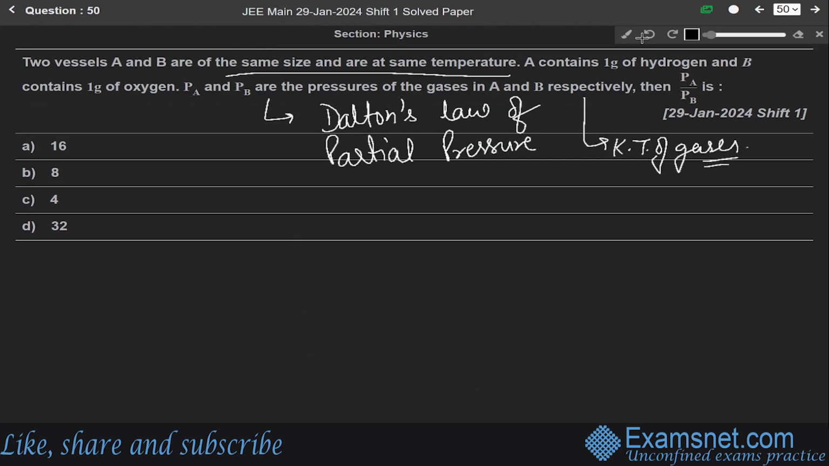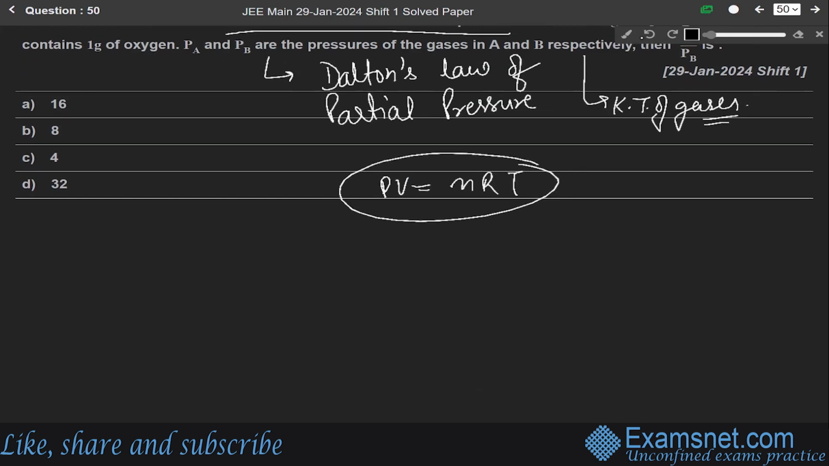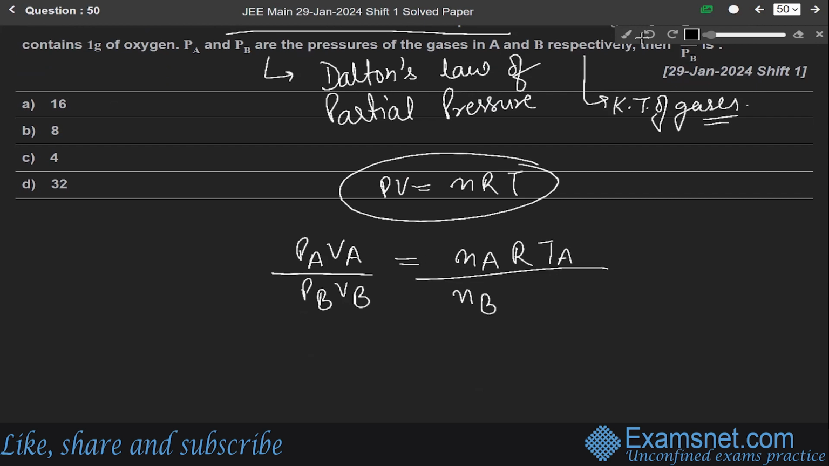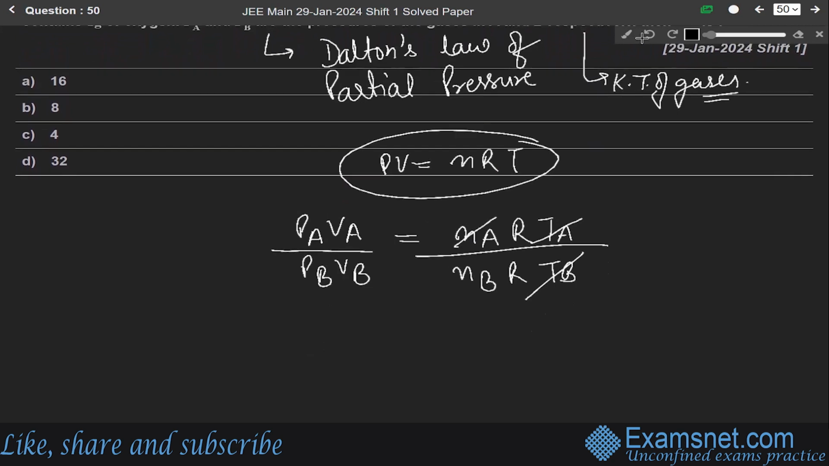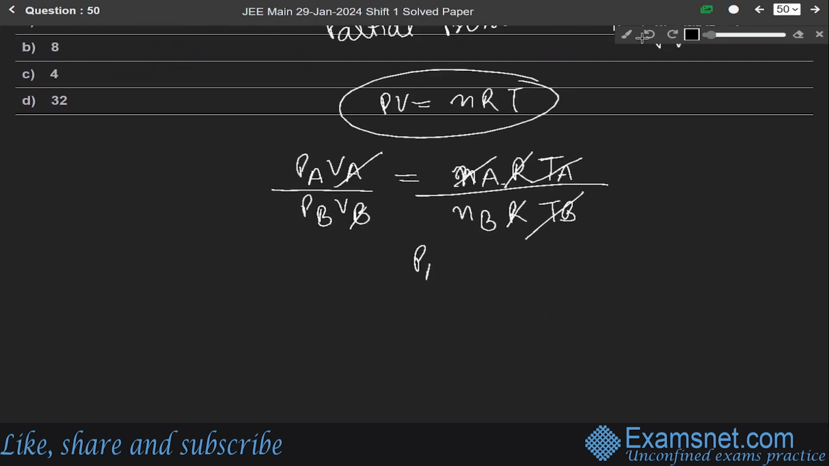Now solving it, since we know that PV equals nRT, using this ideal gas equation, we get PA VA over PB VB equals NA R TA over NB R TB. Since the temperature is the same, the gas constant is the same, and the size is the same, so the volume will become the same. Therefore, PA over PB will be equal to NA over NB.